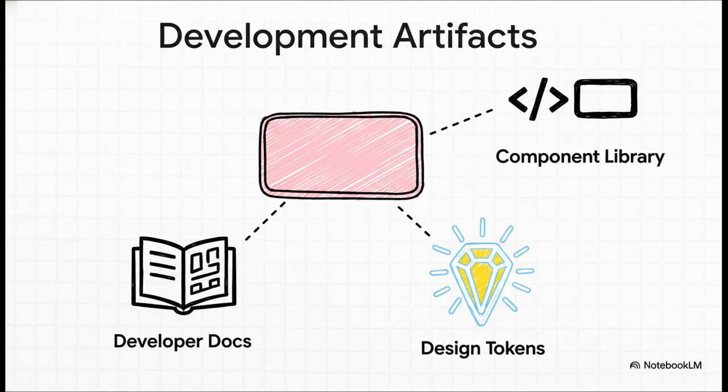Next up, development artifacts. This is where the rubber meets the road, turning all that design work into actual interactive code. Of course, this includes the component library we've been talking about. And you need good developer documentation. But the real secret weapon, the magic ingredient here, is something called design tokens.